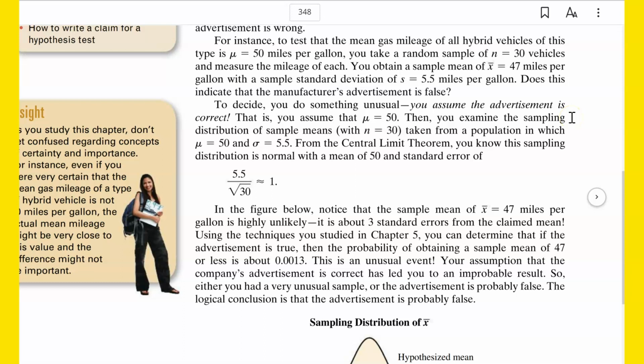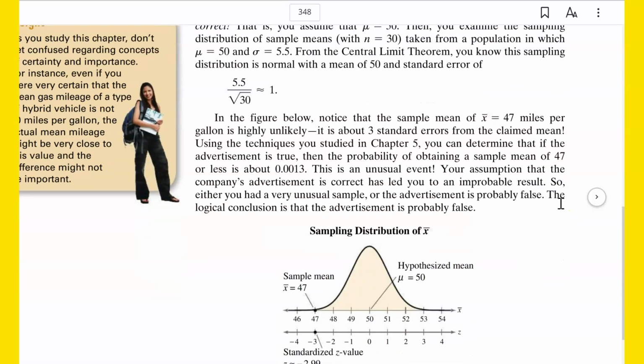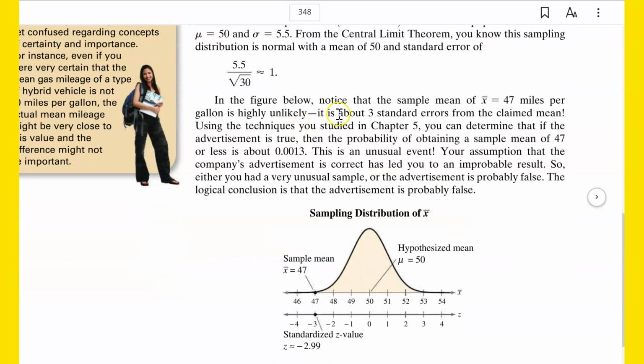Okay, that's one of the interesting things about hypothesis testing: you first make the assumption that the claim is true. In this case, that is, you assume that mu equals 50. Then you examine the sampling distribution of sample means with n equals 30, taken from a population in which mu equals 50 and sigma equals 5.5. From the central limit theorem, you know this sampling distribution is normal, with a mean of 50 and a standard error of 5.5 over the square root of 30, which is 1. In the figure below, notice that the sample mean of x bar equals 47 miles per gallon is highly unlikely. It is about 3 standard errors from the claimed mean.